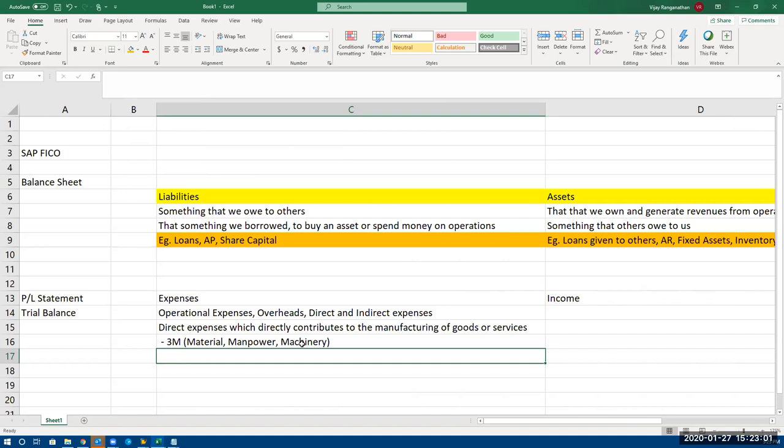Another very important thing: I've heard people use the word cash. When you buy something from a vendor, you never pay cash. What do you pay? When you buy raw material, which is an asset, you don't pay directly. It goes through payment terms. So until you pay, it becomes your payables. Correct?